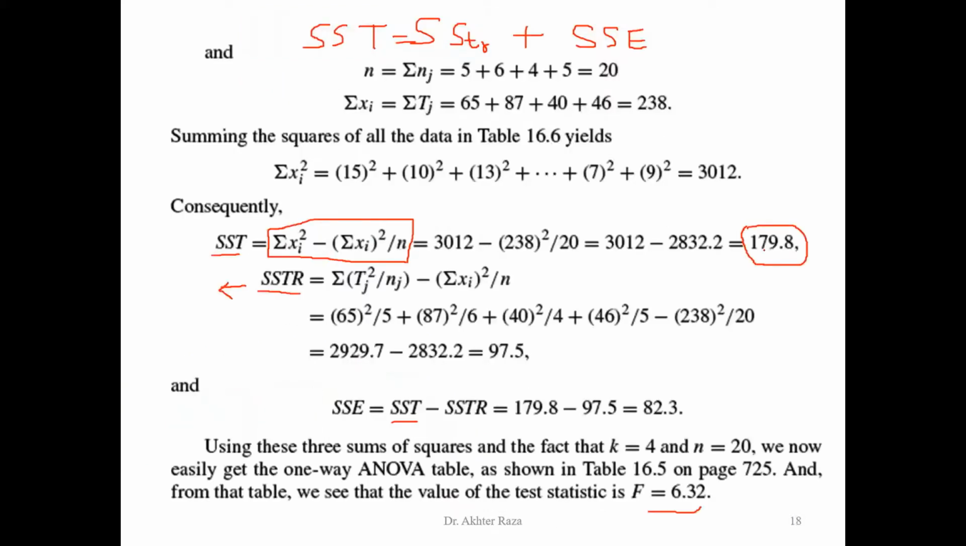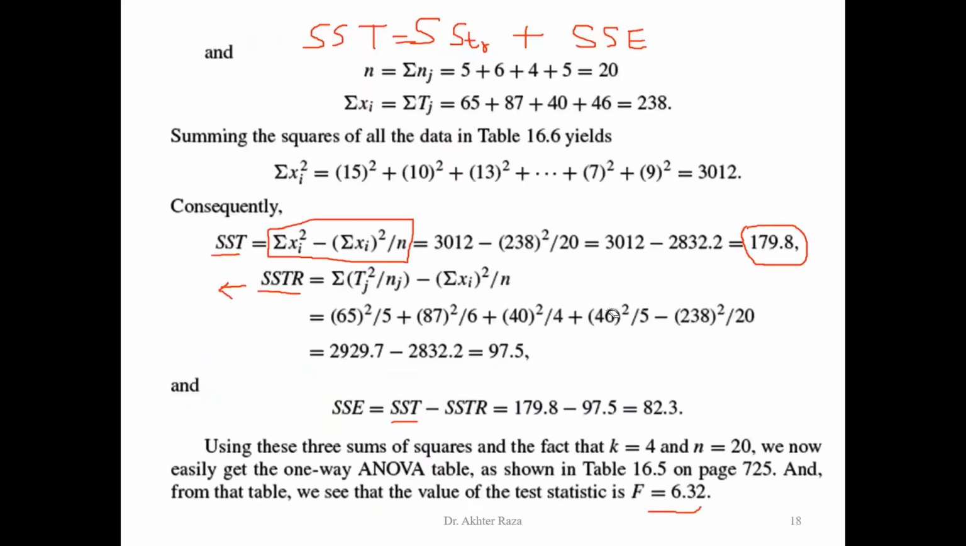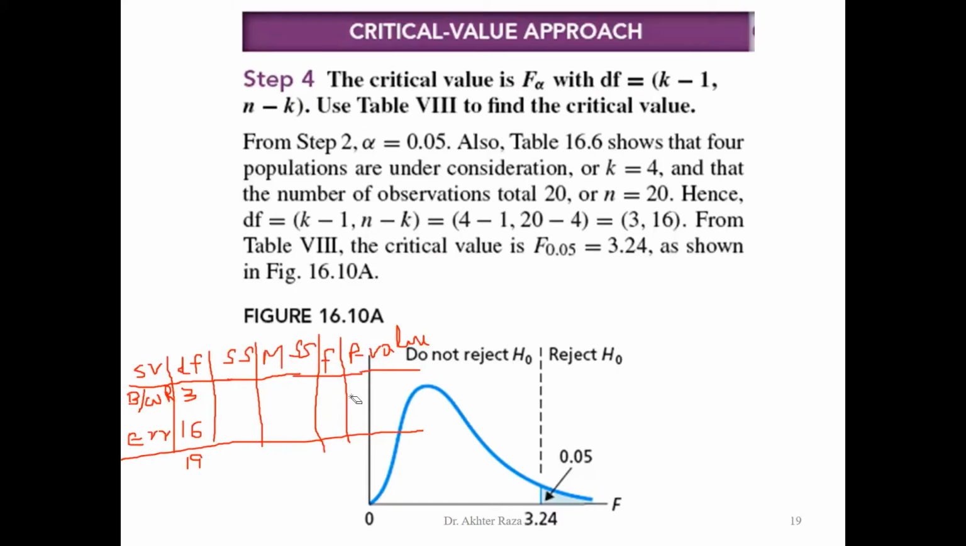Sum of square between region 179.8. So I have to write down 179.8 here. This is the sum of square. No, I'm just writing it early, because this is the sum of square of total, SST. The 179.8 should be written here. And then I am just completing this table, and the last row will be the total.